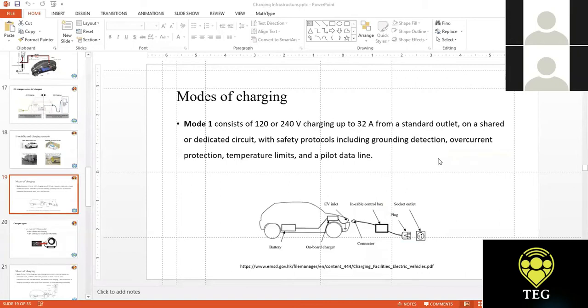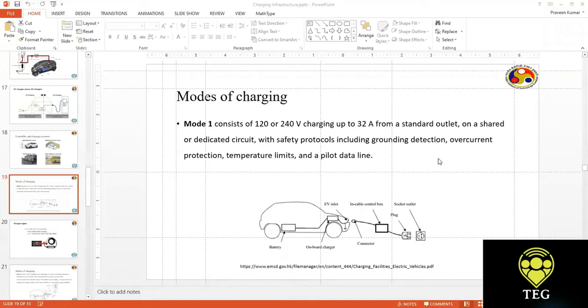Okay, and it is based on the amount of voltage and the current. So mode 1 charging essentially means that we would be charging at 120 or 240 volts, and the maximum current that would be allowed in this charger would be 32 amperes. So that is known as mode 1 charging.